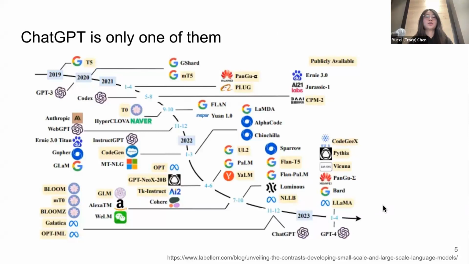Here I want to remind you that ChatGPT is only one of the large language models. There are a lot of companies and organizations racing to develop their own large language models. Here you can see Google, Anthropic, Microsoft, Hugging Face, Meta. Currently GPT-4 might be the state of the art, but in the future, the landscape could change.